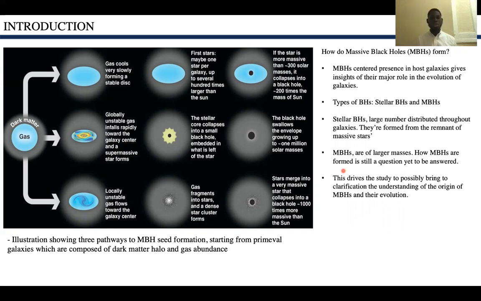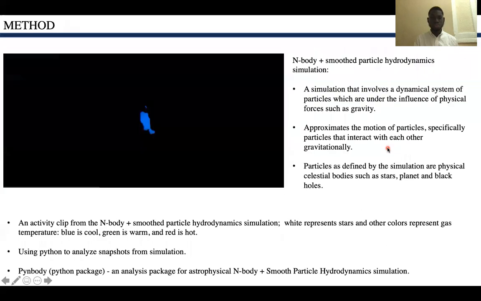The third scenario involves a locally unstable gas flowing into the center. Locally unstable means just a little portion of the gas disk. So these gas fragments form into a dense cluster of stars. And this cluster of stars merge into each other, which collapse to yield a black hole which is about 1,000 times more massive than the sun.